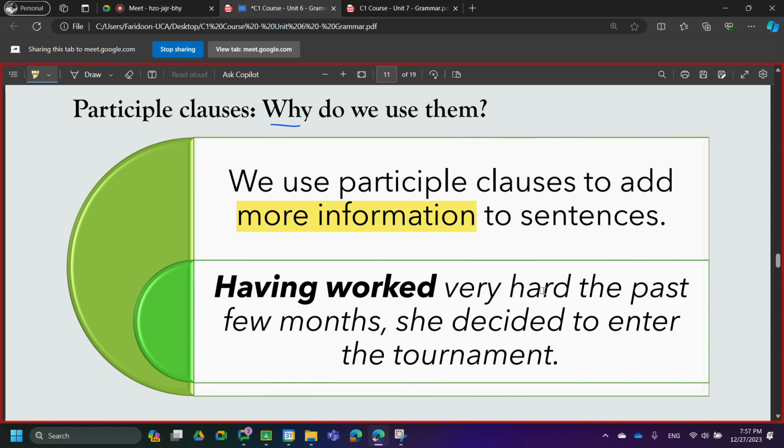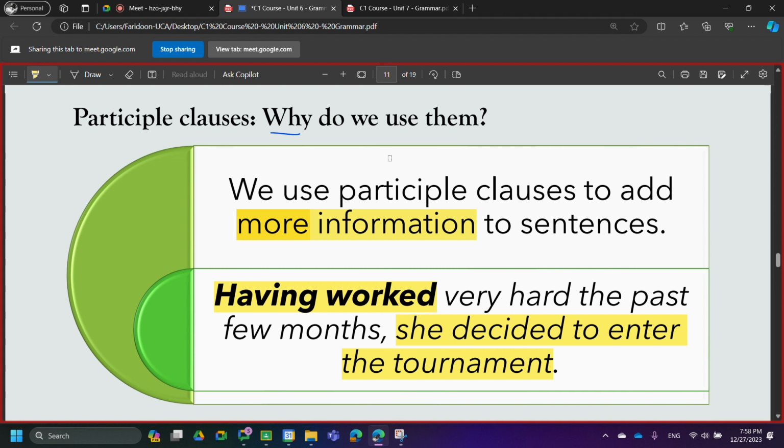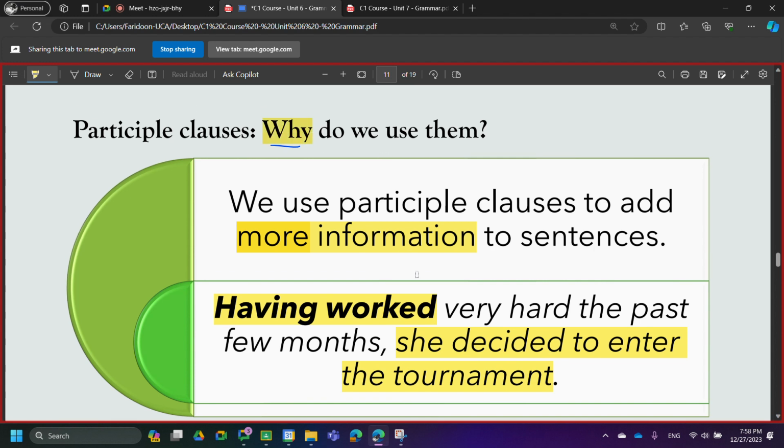Example: "Having worked very hard the past few months, she decided to enter the tournament." My sentence is "she decided to enter the tournament," but I just want to add some information, because it is also kind of important information. So I'm adding more information in this case. "Having worked" means that she worked very hard in the past few months, and after working very hard, she has now decided to enter the tournament. So it's just adding information. That is the reason why we use it.